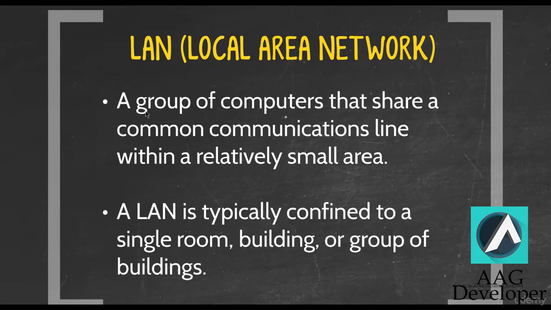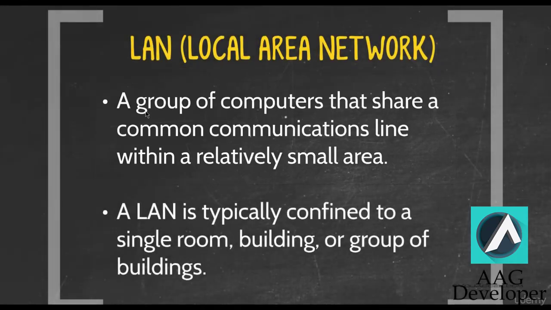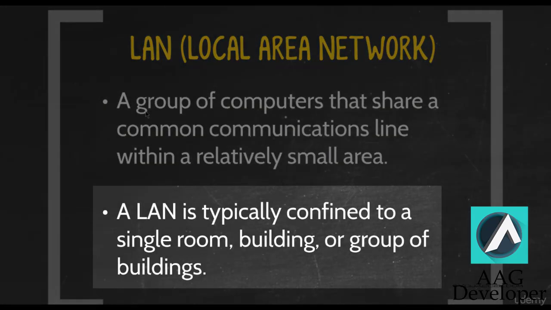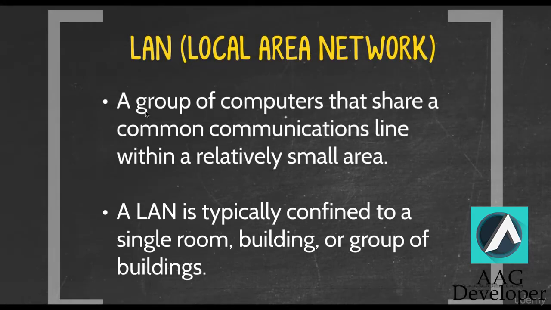We'll start with local area networks. A local area network is best described as a group of computers that share a common communications line within a relatively small area. A LAN is typically confined to a single room, building, or group of buildings. Let's explore how a LAN is formed and some important considerations.